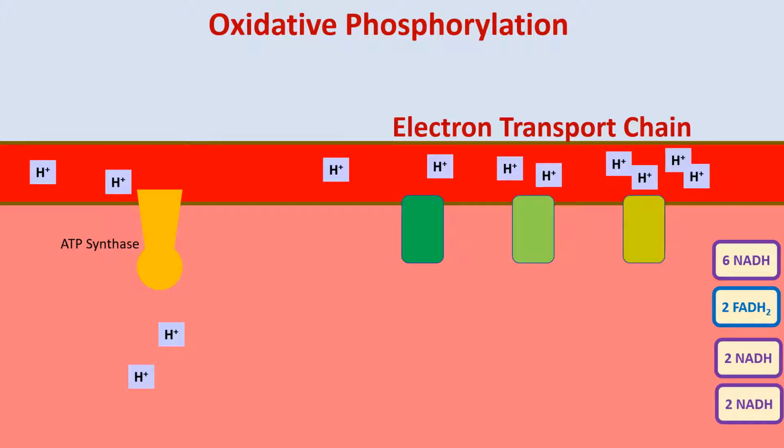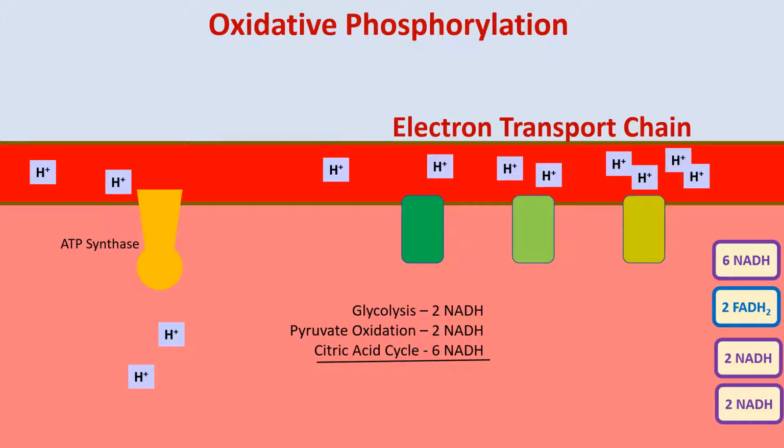First, let's remind ourselves from where we got all of these NADHs and FADHs. During glycolysis, we produced two NADH molecules. During pyruvate oxidation, we made another two. During the citric acid cycle, we made a total of 6 molecules of NADH, and when we add these up, we have a total of 10 NADH molecules. Now also with the citric acid cycle, we made a couple of FADH2 molecules.